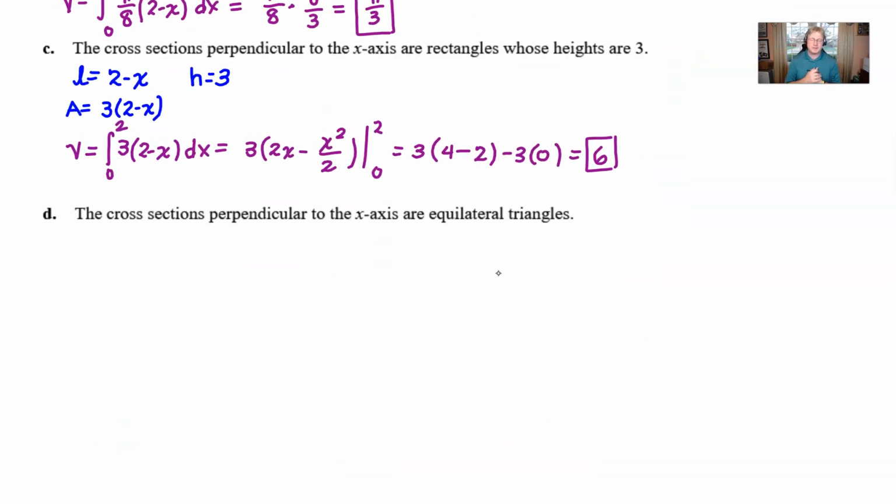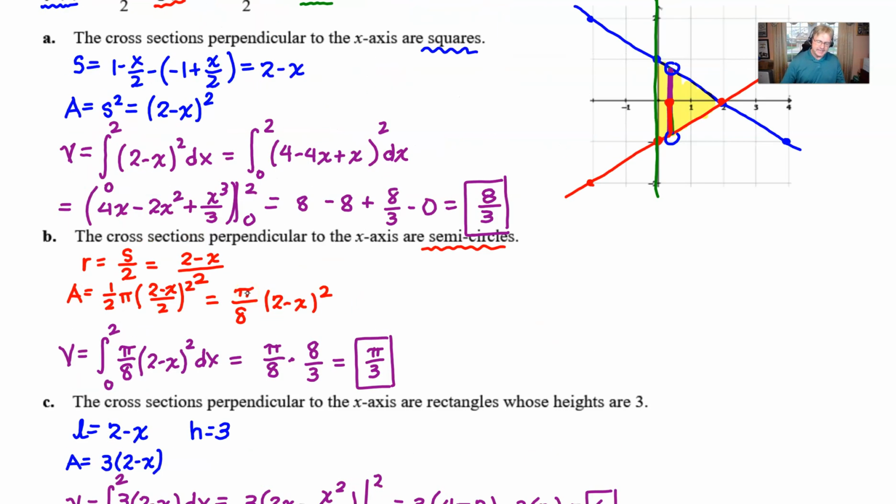Remember, we did part C in the previous video. Now our cross sections are perpendicular to the x-axis and they're equilateral triangles. And so this is where things get a little interesting, because for an equilateral triangle, we need a couple of pieces of information. We need a base and we need a height. The base is certainly going to be the length from the top to the bottom.